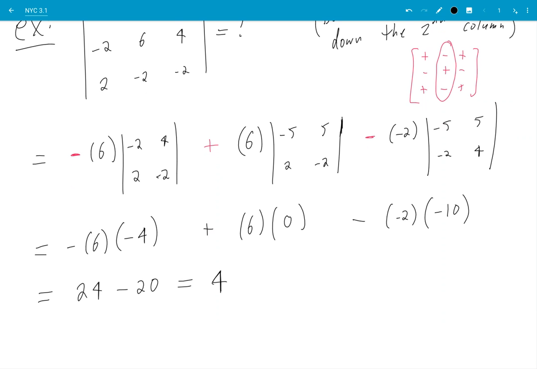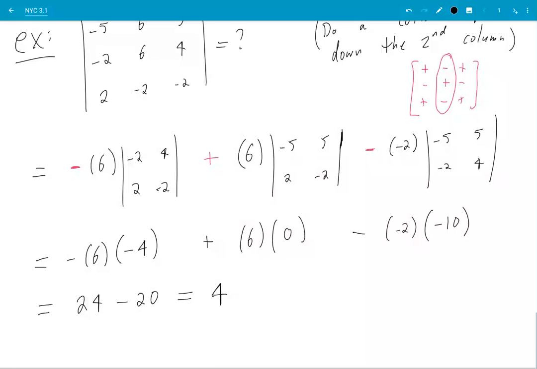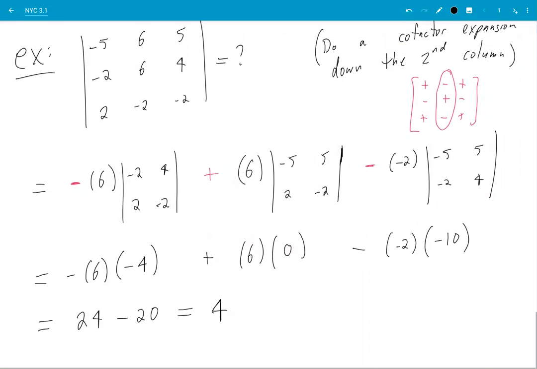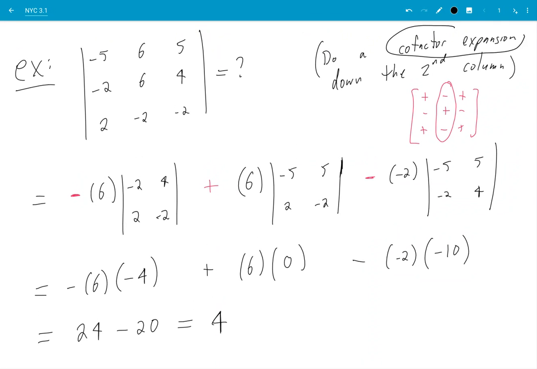Okay, this is not coincidence. This is what Theorem 1 is telling us, is that you can use any row or any column, do a cofactor expansion. You will always get 4 if you are careful. If you are not careful, then, well, who knows?